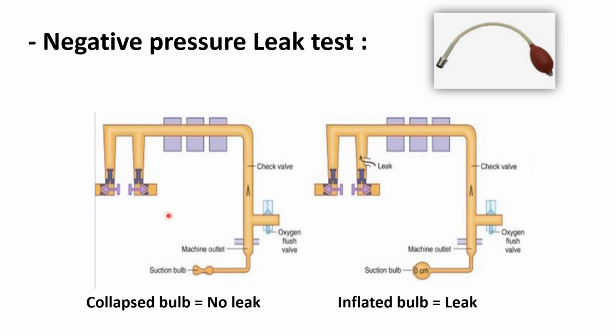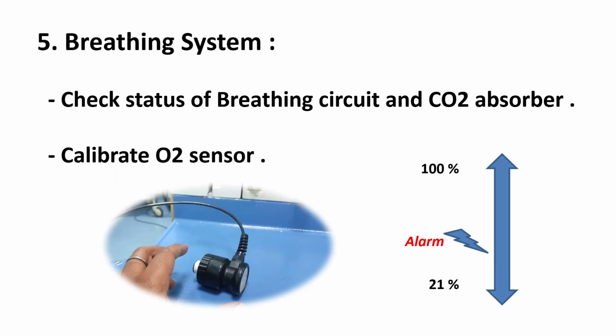Open this vaporizer, switch on, turn off, turn on, turn off, turn on, turn off to check if this suction bulb gets inflated or not, for the negative pressure leak test. If there is no leak, it will remain collapsed and we can proceed to the next step, which is the connection system or the breathing system.